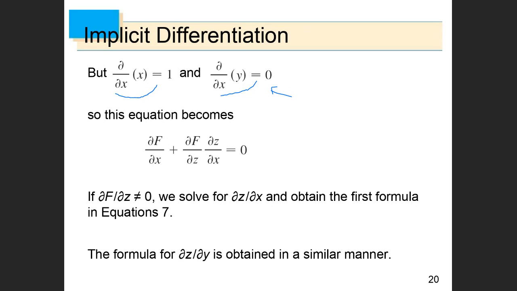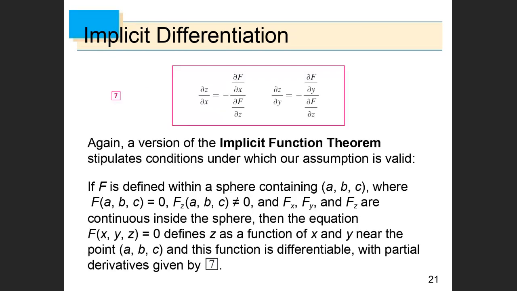Okay, just for clarification. If the derivative of F with respect to z is not 0, we solve easily for dz over dx and obtain the first formula in the previous equation. The formula for dz over dy is obtained in a similar manner. So you get something which is quite similar to the implicit differentiation first formula we got. dz over dx you can write as minus capital F with respect to x over capital F with respect to z, and dz over dy you can write as minus capital F with respect to y over capital F with respect to z. So this way you get a complete picture of the implicit differentiation in many cases.